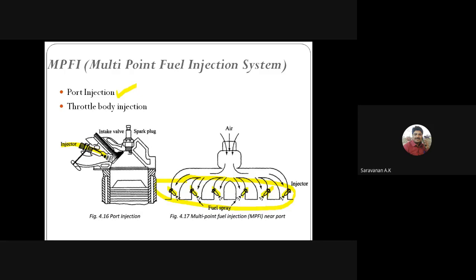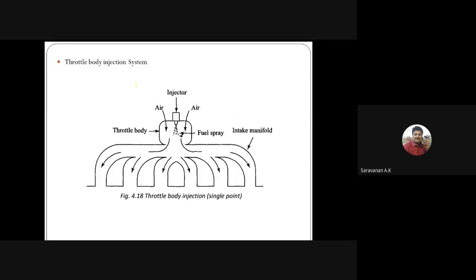Then the second one is the throttle body injection. Here we are using a single injector. It injects the air-fuel mixture and supplies it to the multiple cylinders. This type of injection is called throttle body injection.